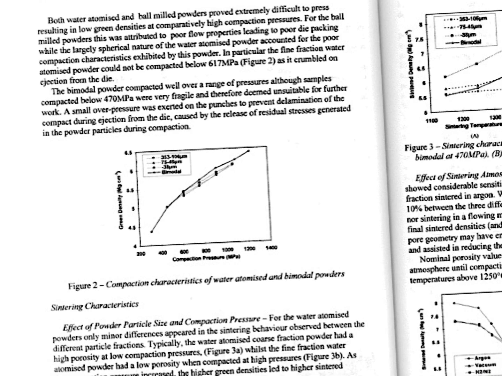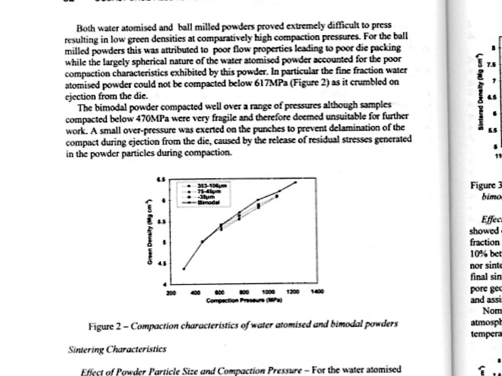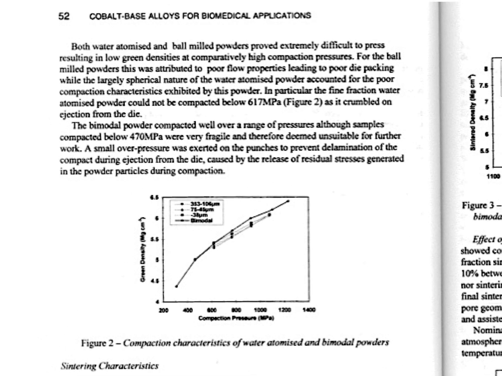All right, and then they have statements here about the fact that, and this should be familiar to you, both water atomized and ball milled powders proved extremely difficult to press, resulting in low green densities at comparatively high compaction pressures. So even though they're applying 100,000 psi, they can't overcome the fact that the force chains are not efficient at transmitting pressure. They squeeze the crap out of it, but they still can't get these things to densify very well. And the poor flow properties from the ball milled powders, not a surprise. Ugly powders, not very good force transmission.